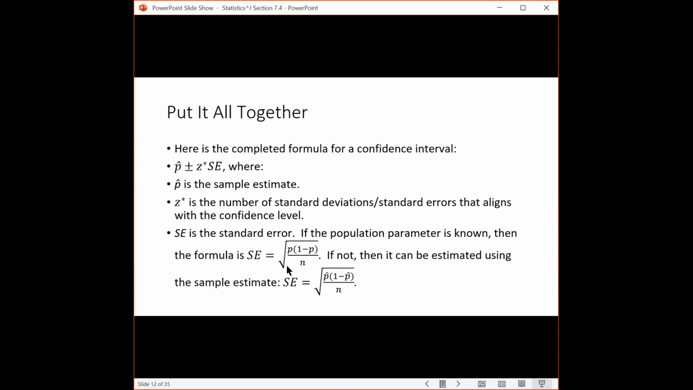If you happen to have the population parameter for some reason, you can plug that in. But most likely you're not going to have it, and you're just going to use your sample estimate in the formula. You plug that in and put that here. And then you just do the math to finish it up from there. So that's it. It's just a formula, and you're just following steps.